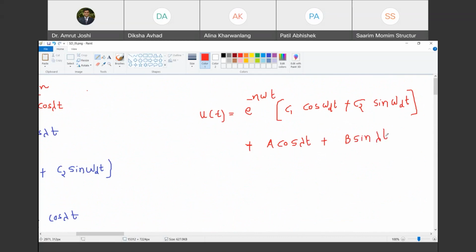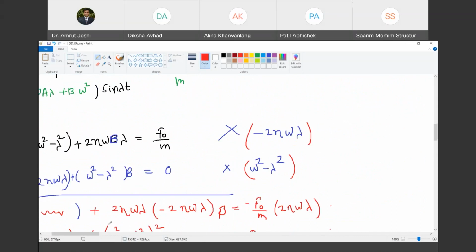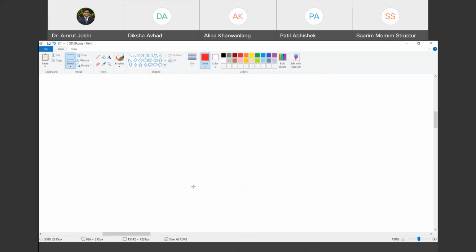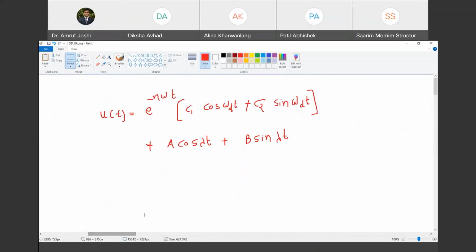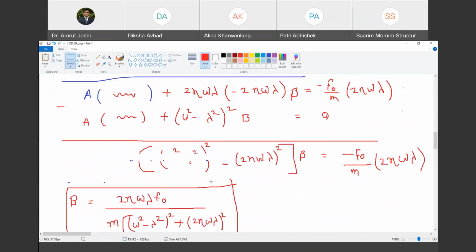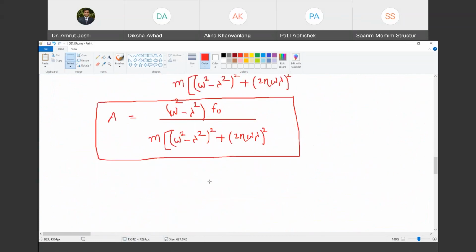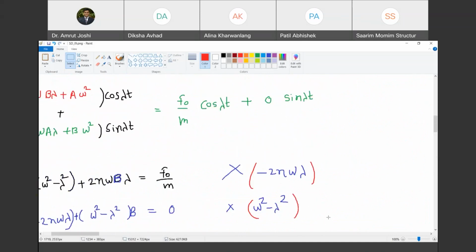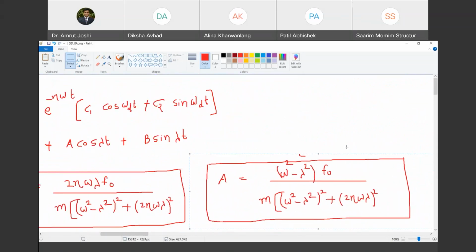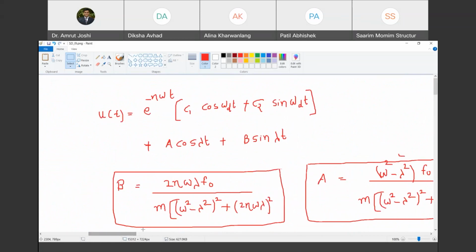And what is the value of a and b? So a and b value is in here. So I will just borrow those values. This is b. And this is a. So this is the solution. Happy? What do you observe in this solution?